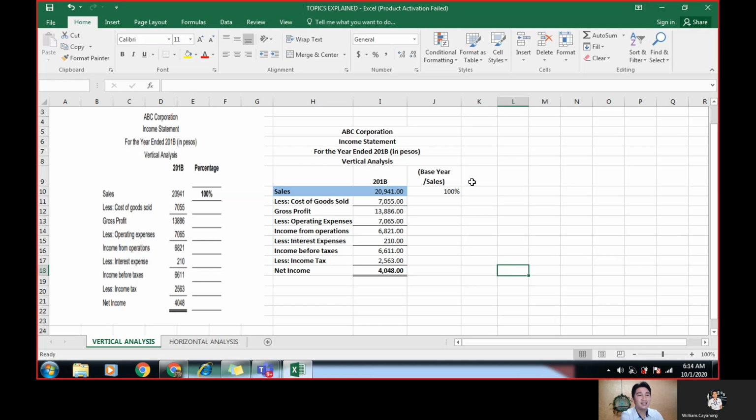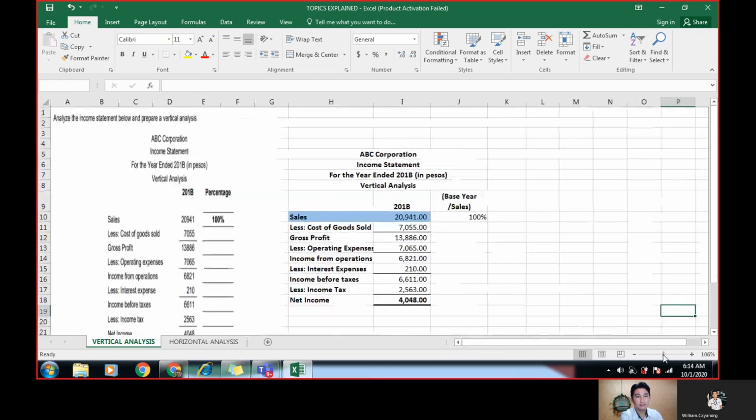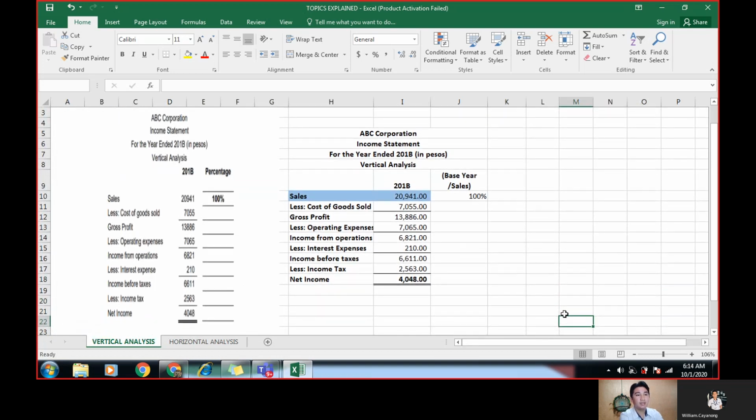Now here in vertical analysis, we have here an income statement information, and we are going to use that through vertical analysis. So here our sales is 20,941. Then the cost of goods sold is 7,055 pesos.